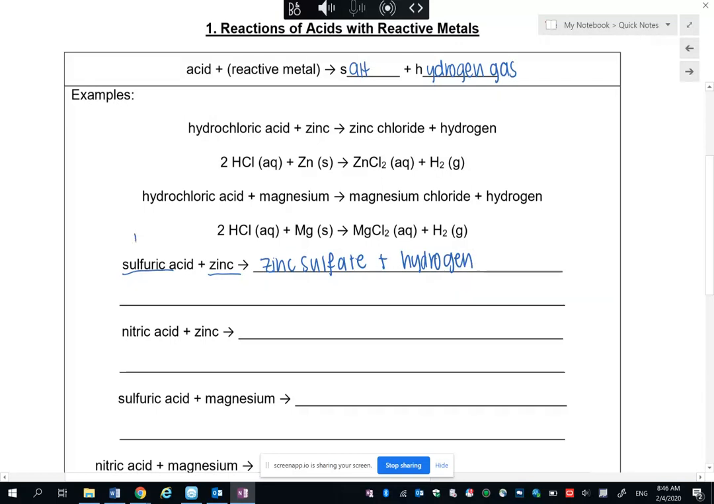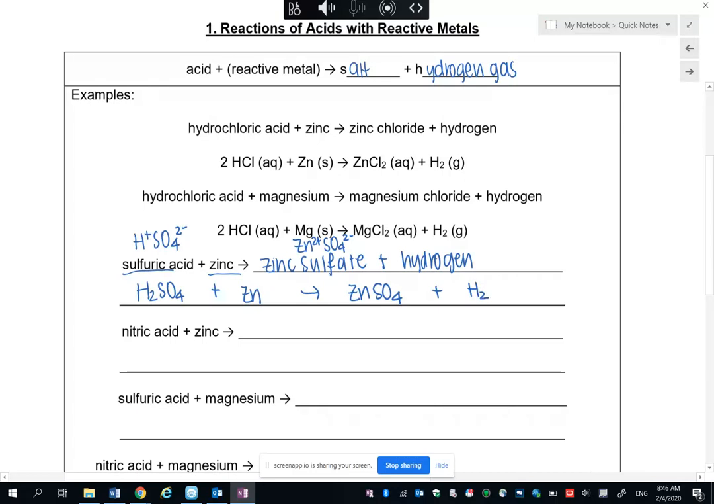So you have sulfuric acid, H plus, SO4 2 minus. So you need to cross, it will give you H2SO4. Okay, plus zinc metal gives me zinc sulfate, zinc 2 plus, SO4 2 minus. So 2 plus 2 minus will cancel out. Give me zinc sulfate plus hydrogen gas.